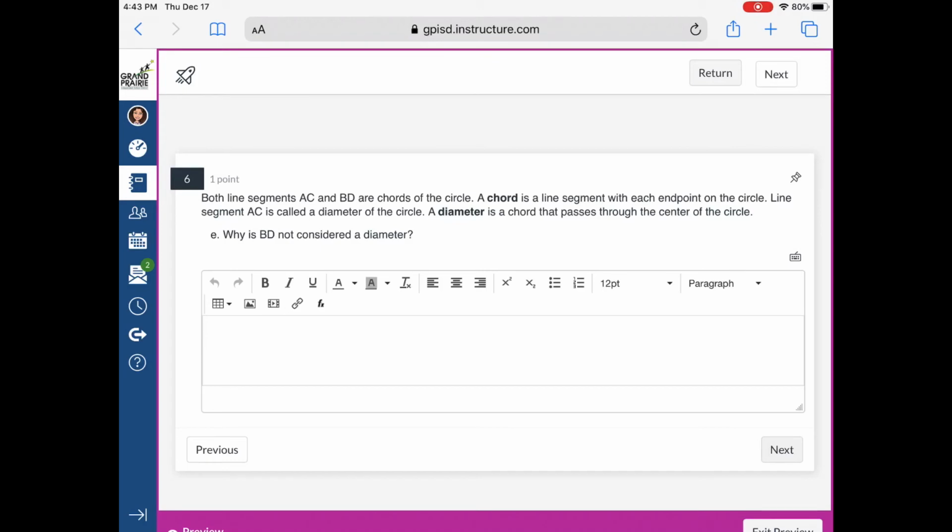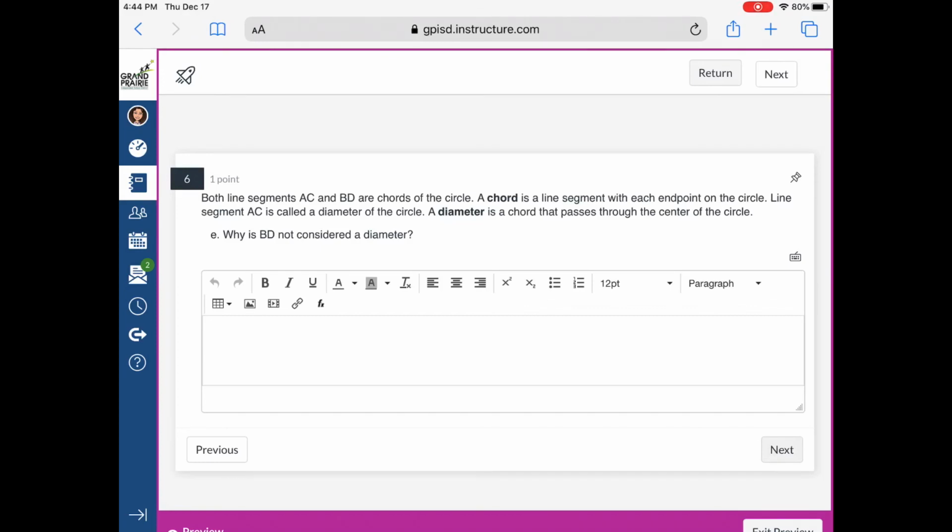Now, what is a chord? It's not necessarily what you play on a guitar or a piano with 3 notes, but a chord is a line segment. In geometry, a chord is a line segment with each endpoint on the circle. Remember, a line segment is part of a line. Remember, a line goes infinitely in 2 directions in geometry. A line segment is part of that. So a line segment that does not go outside of the circle is called a chord. And specifically, line segment AC is called a diameter of the circle.